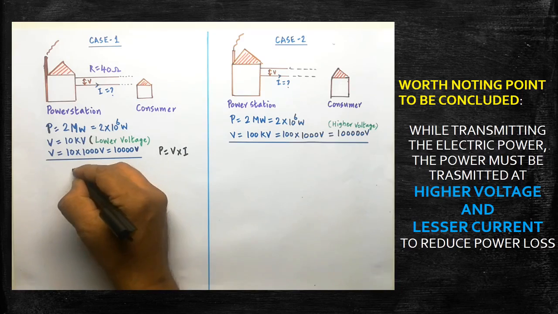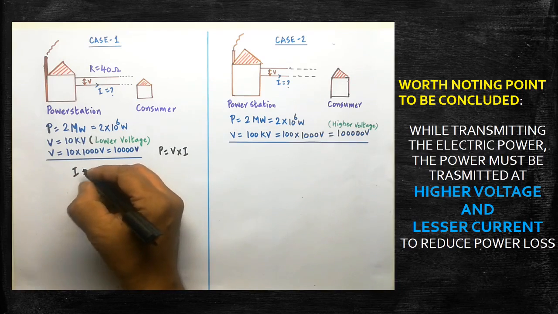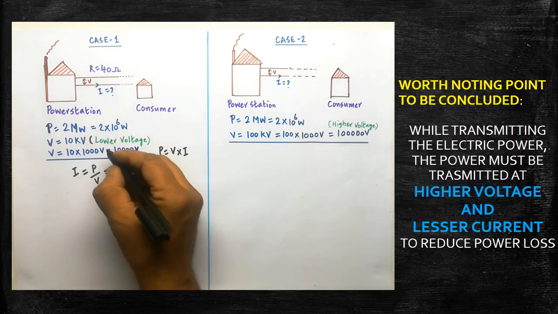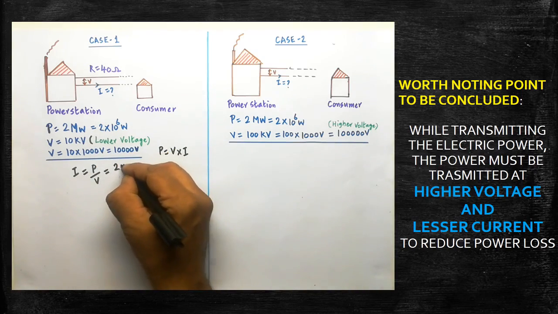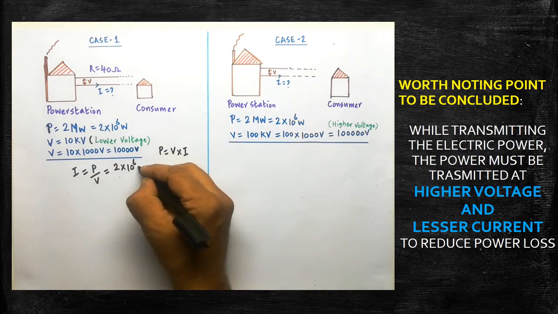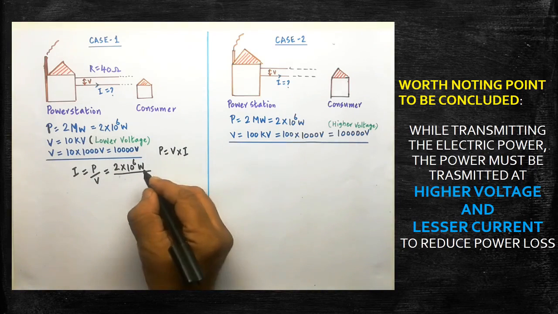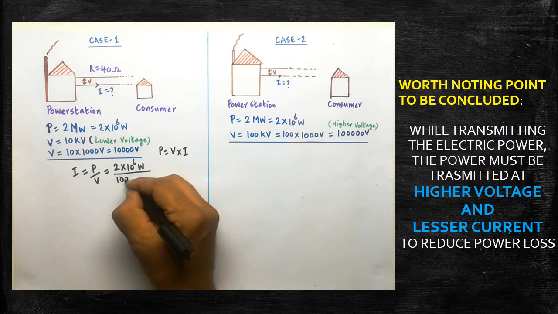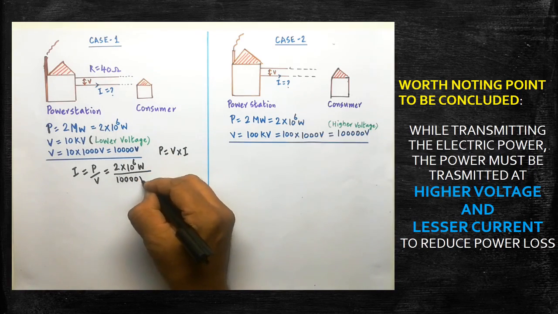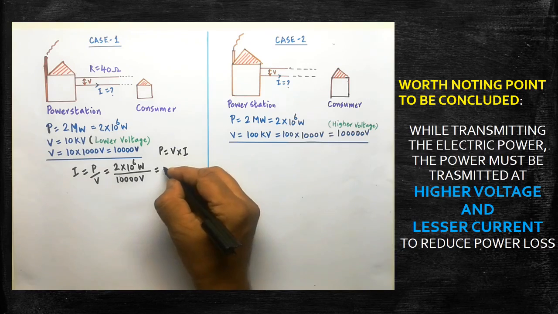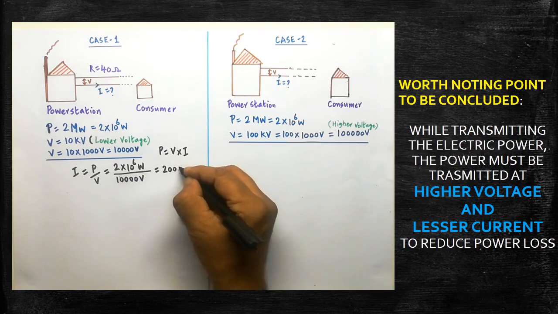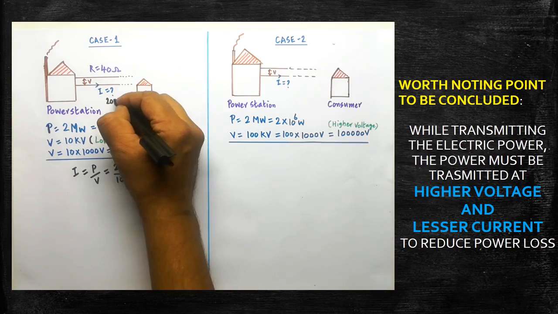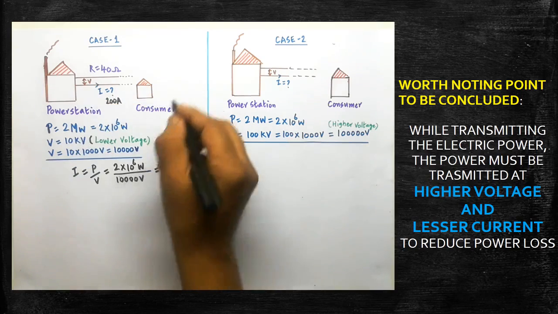So how will you calculate the current? Current is equal to, what is the formula? Power divided by voltage. Here the power value is how much? 2 megawatt, 2 into 10 to the power of 6 watts. This is divided by how much? The voltage value is 10,000 volt. After calculation you will be getting 200 ampere. So through the cable how much current is passing? 200 ampere current is passing through the cable.